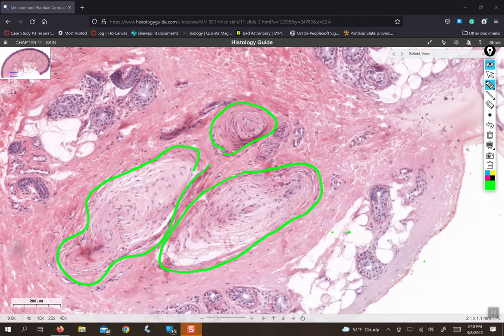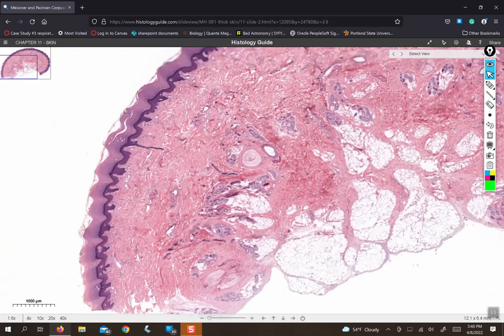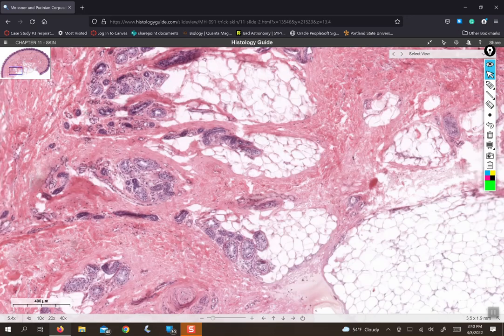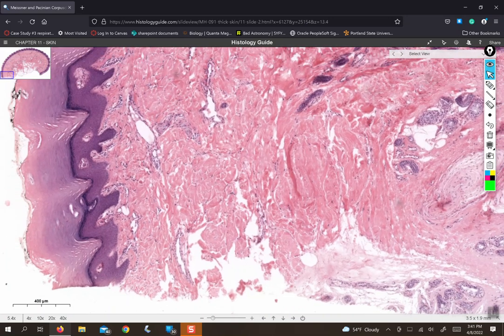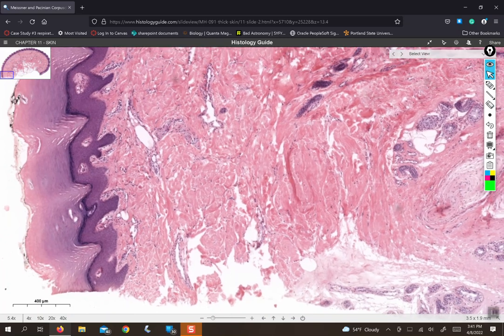So we know that we find Meissner's corpuscles, or tactile corpuscles, inside of dermal papillae. If you're looking for one of those corpuscles, what you're going to want to do is just scan through the dermal papillae until you see something that looks like a thumbprint. Oh, like this.